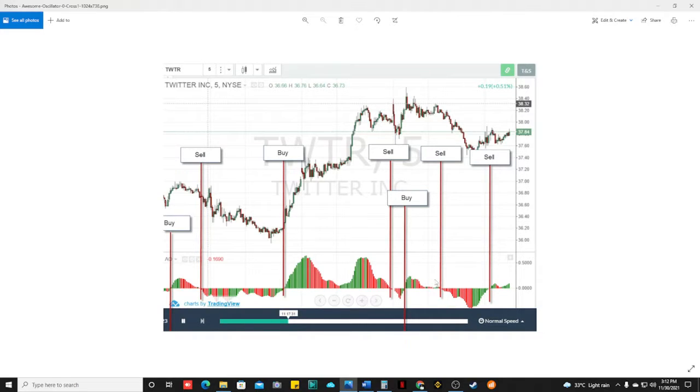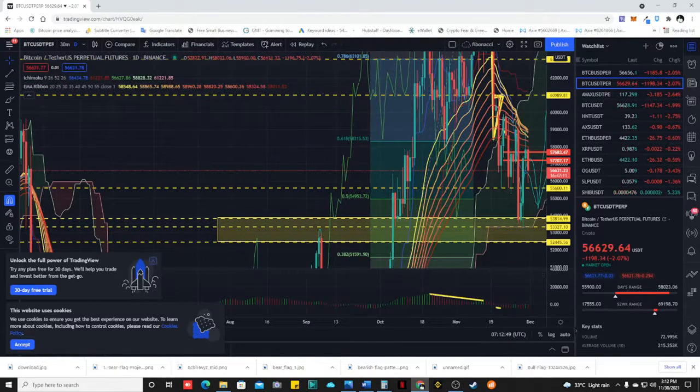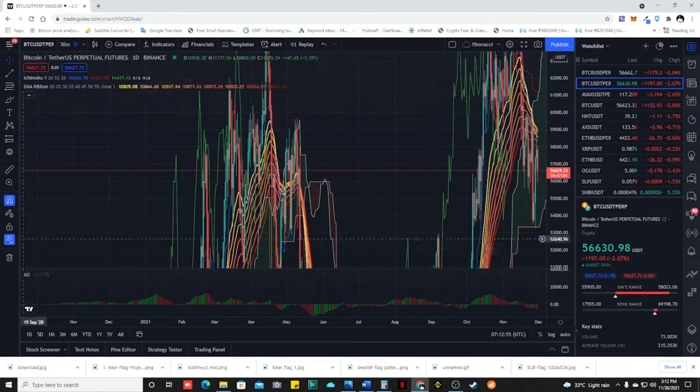The awesome oscillator will show you any divergence, any engulfing, any change of direction, any end of trend. In my trade, this is the awesome oscillator. You can see my awesome oscillator is working.